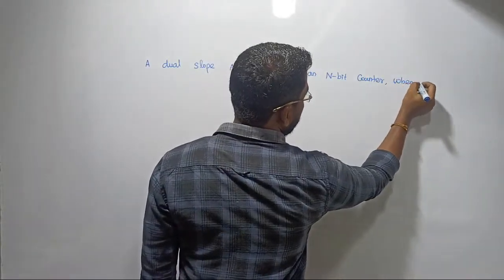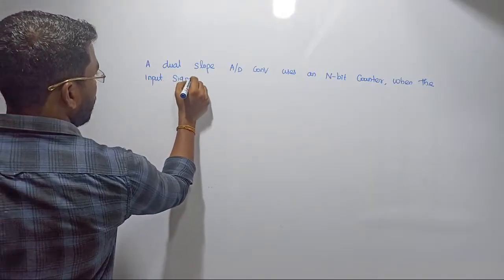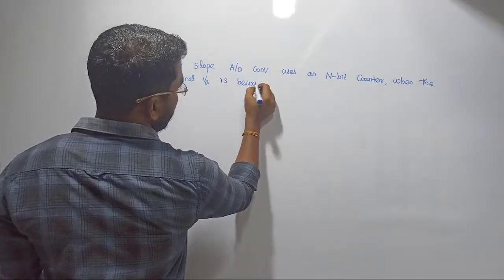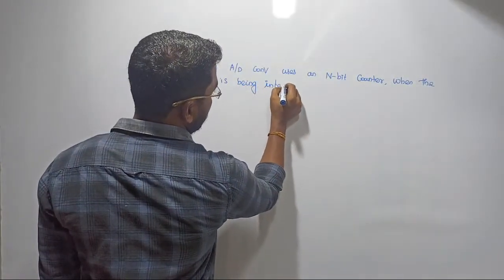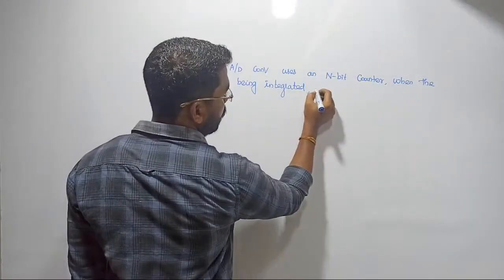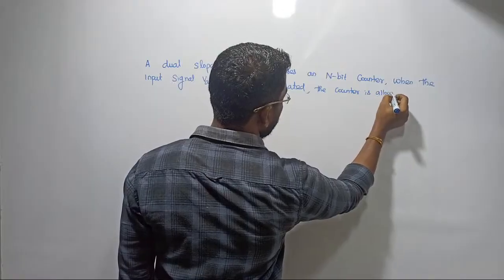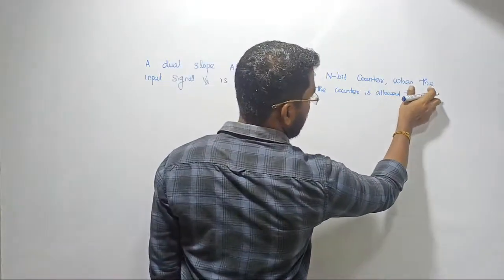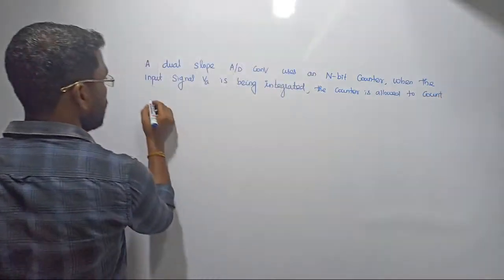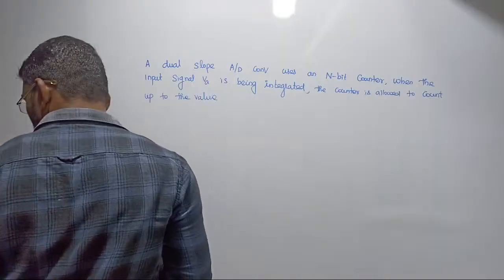When the input signal VA is being integrated, the counter is allowed to count up to the value dash, right?